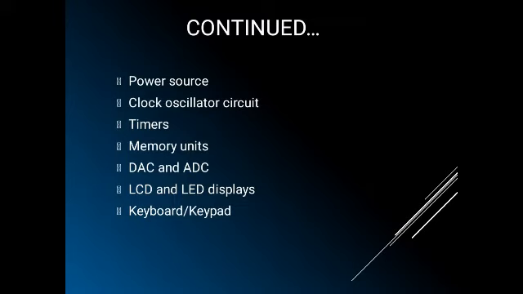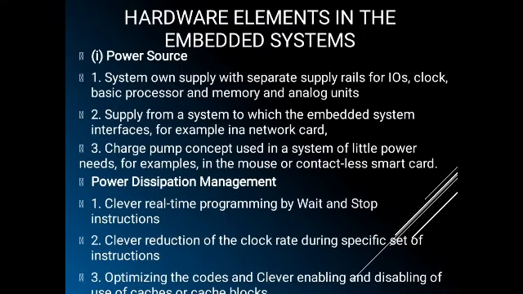Let me start with the first one, power source. When we are discussing the power source, the system should own its power supply with separate supply rails for the I/O devices, clocks, basic processor and memory, and analog units. Supply may also come from a system to which the embedded system interfaces, for example in a network card. The charge pump concept is used in a system of little power needs, for example in a mouse or contactless smart card.